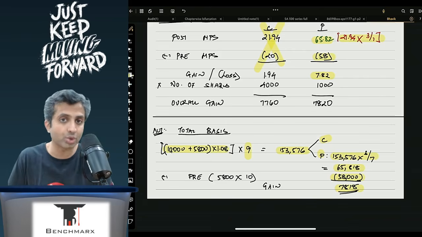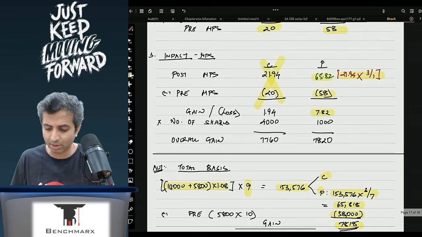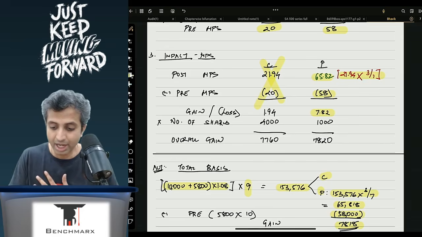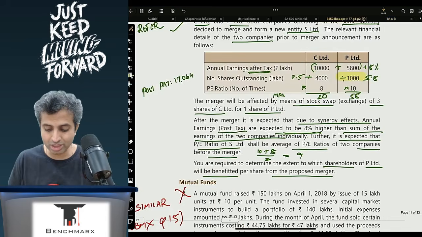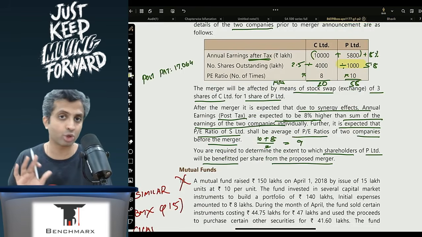Now earlier P had 1,000 shares, so 7,820 divided by 1,000 will again come to this 7.82 itself. So the Institute has also done it in the exact same way. You can either do it on a per share basis or on a totality basis.